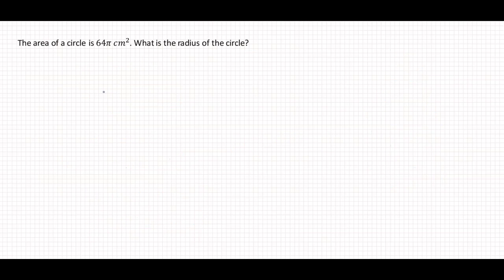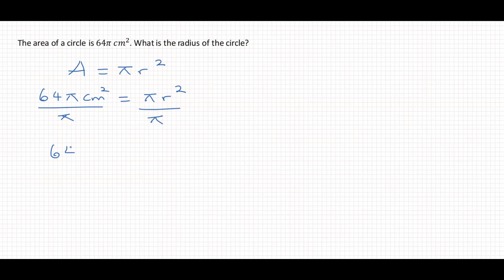Now, we're looking at some examples where we have the area, but we need to find the radius. So we always still start with A equal to pi r squared. So now our area here is 64 pi centimeters squared equal to pi r squared. So we have pi on both sides, so we can divide both sides by pi to get rid of pi. So we have 64 centimeters squared, or square centimeters, equal to r squared.